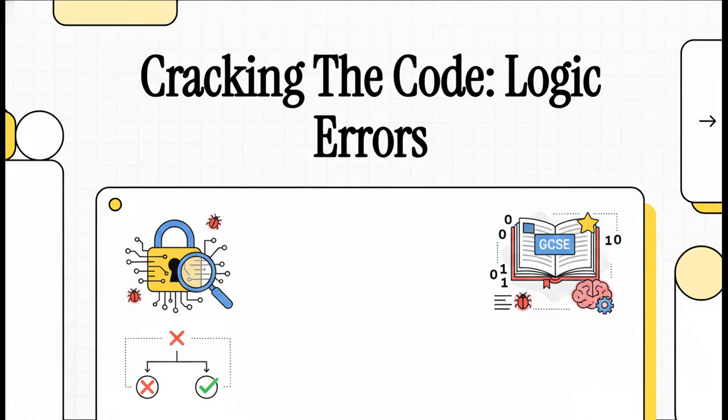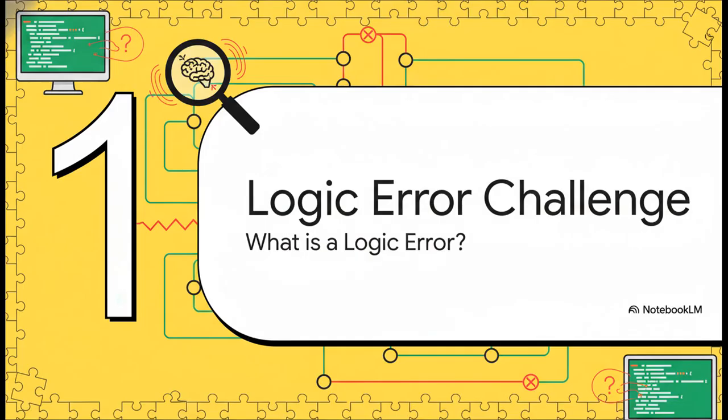All right, let's talk about something that trips up so many people in the GCSE computer science exam: logic errors. Those sneaky bugs that let your code run just fine, but then give you the completely wrong answer. Nailing these is a real game changer for your final grade, so let's break down exactly how to spot them and fix them.